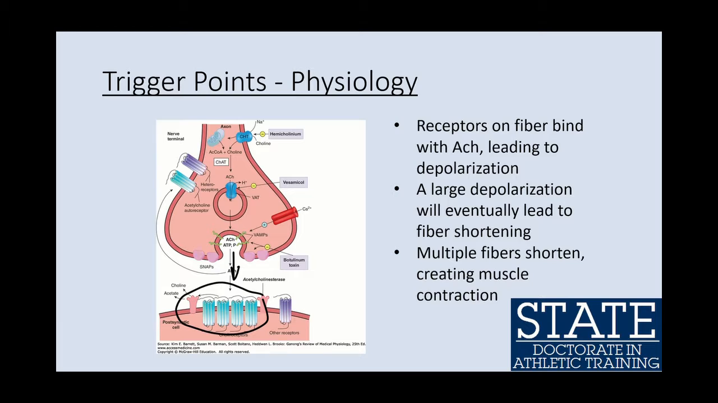There are many small details that occur, but depolarization, if large enough, will cause a fiber contraction, or the sarcomeres to overlap each other, and if there are enough fiber contractions, then the muscle area itself will be able to contract.